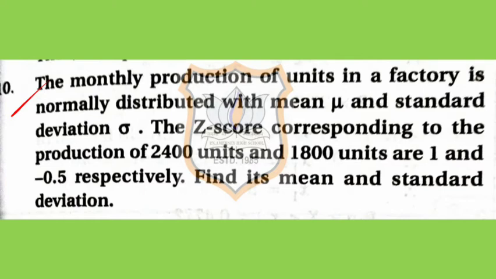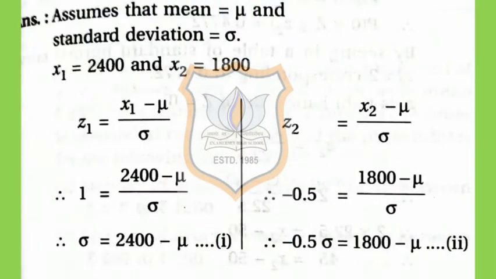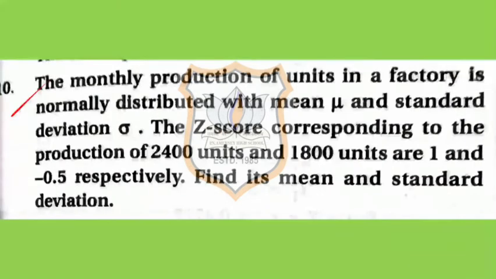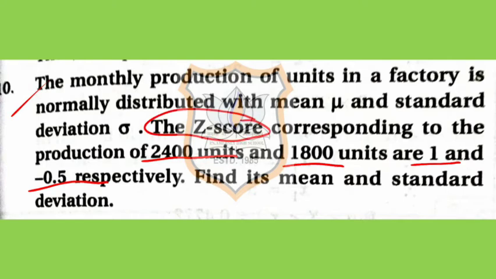Now let's solve this question. Here mean we are taking as mu and standard deviation is sigma. The two values of x are given as 2400 and 1800, so this is x1 and x2. 1 and minus 0.5 are the z scores, so 1 will be z1 and minus 0.5 will be z2.